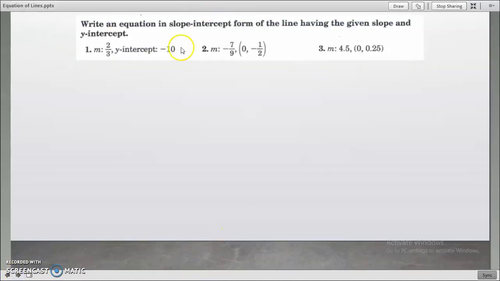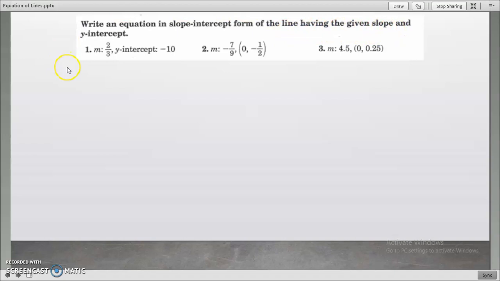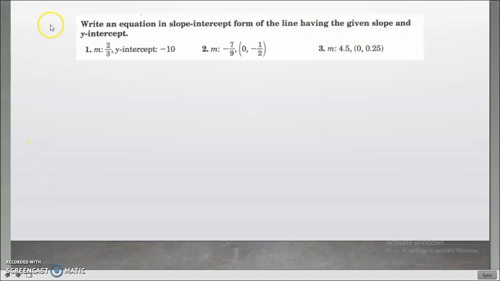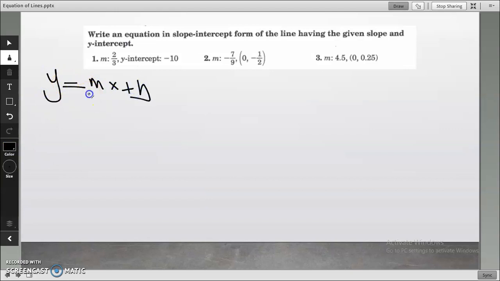All right, so it says, write an equation in slope-intercept form of the line having the given slope and y-intercept. So this should be easy. Oh, I forgot to get my pen. So slope-intercept form, let me change my color, is y equals mx plus b, where m is the slope and b is the y-intercept. So for number one, I'm just going to plug in what I have.